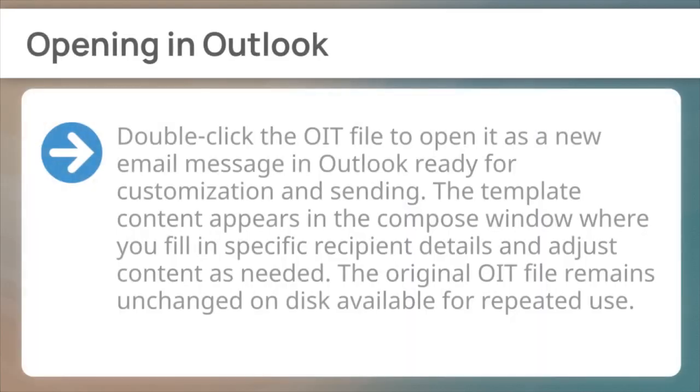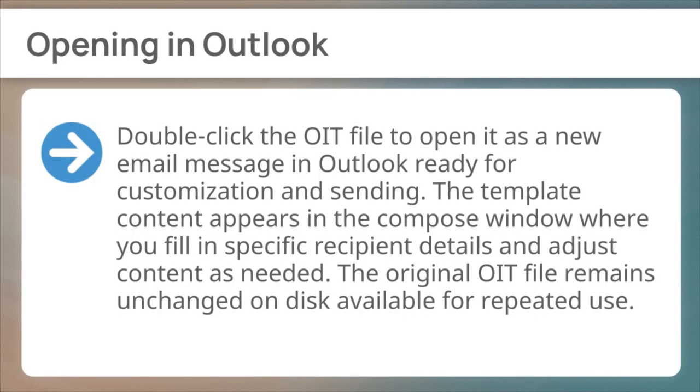First, opening in Outlook. Double-click the OIT file to open it as a new email message in Outlook, ready for customization and sending. The template content appears in the Compose window where you fill in specific recipient details and adjust content as needed. The original OIT file remains unchanged on disk, available for repeated use.